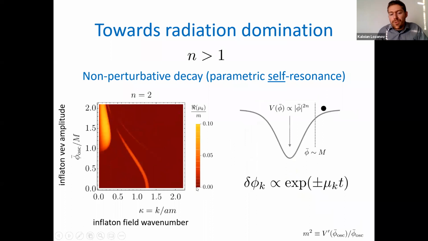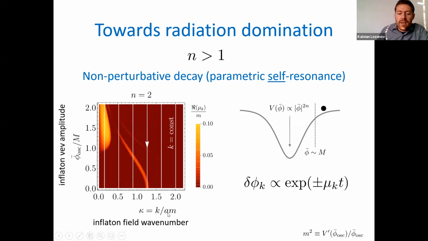This time we end up with vertical flow lines. This is because the product of the scale factor and little m is approximately constant for a quartic minimum. If we again set the scale m to be comparable to M Planck, again the amplitude redshifts very quickly. And again, only the first narrow band plays an important role.